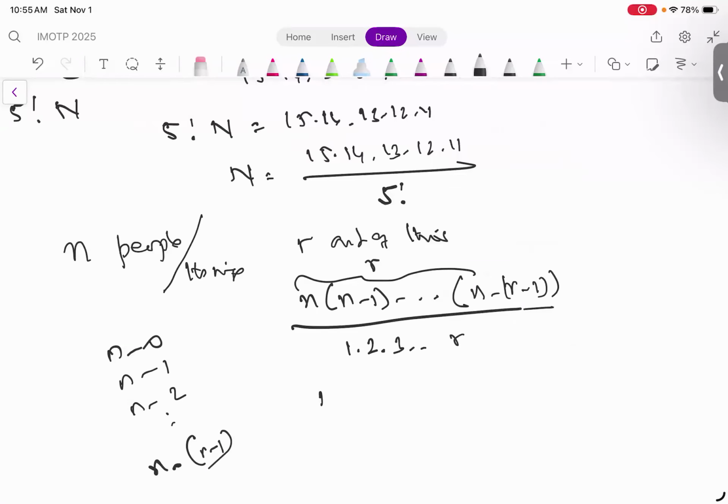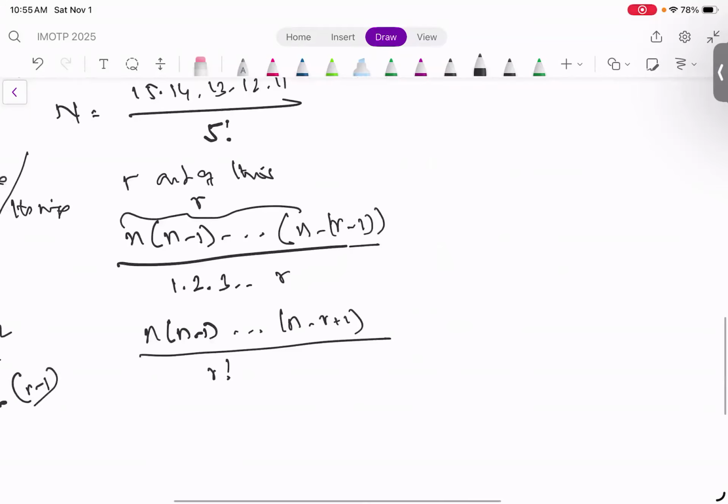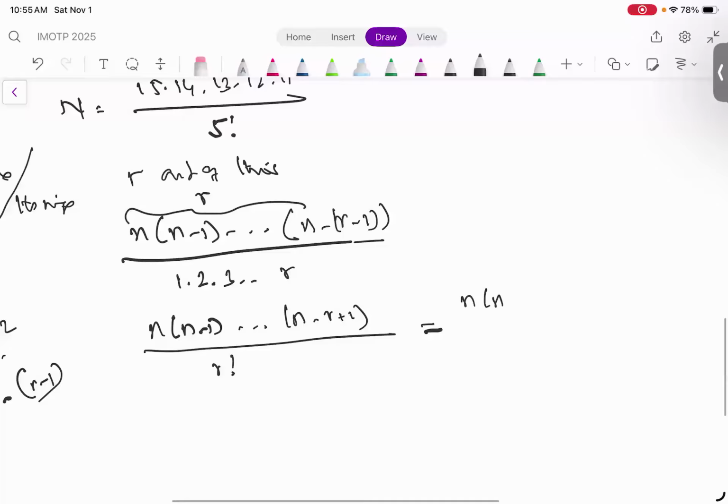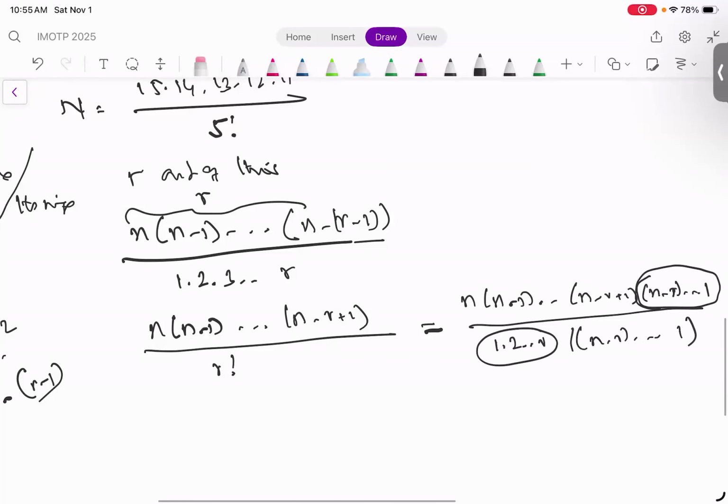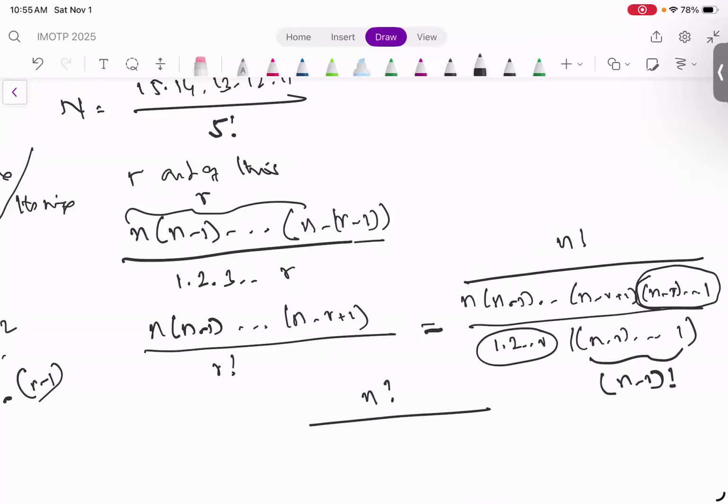So this is the same as n into n minus 1 up to n minus r plus 1 divided by factorial r. I can also write this as n into n minus 1 up to n minus r plus 1, and I will fill this in with n minus r extra up to 1, divided by 1 into 2 extra up to r. This is what I have added in the numerator. So I have to divide by the same thing, and this one is n minus r factorial. So the numerator is n factorial. So I can also say that it is n factorial by r factorial into n minus r factorial.